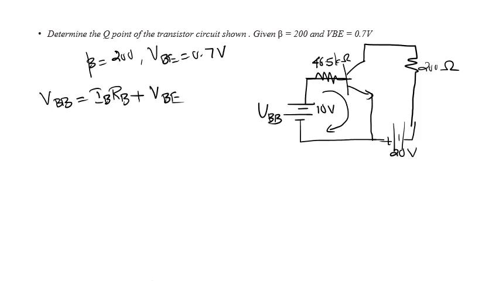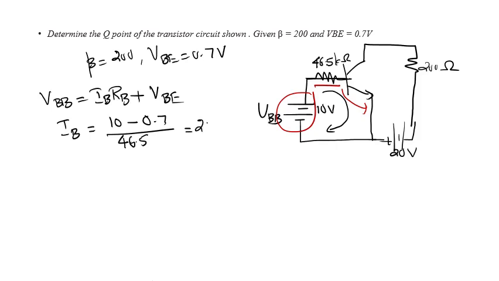Okay, so this voltage is equal to the voltage across this resistance plus VBE. From there I can calculate IB. VBB is 10, VBE is equal to 0.7, and this RB value is equal to 46.5 kilo ohm, and this will be equal to 20 microampere. Okay, so IB is equal to 20 microampere.